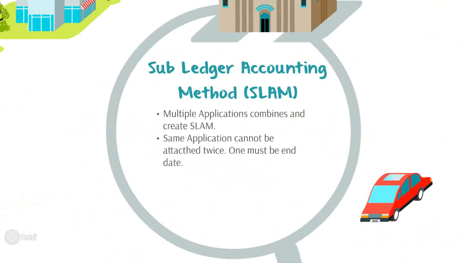So in your subledger accounting method, you can assign your accounting application definition. But it doesn't mean you can create only one. You can create multiple application accounting definitions, but on one subledger accounting method, only one should be used. So these are independent. You can have multiple subledger accounting methods, but only one subledger accounting method can be attached to one ledger. The same accounting method can be shared between multiple ledgers.